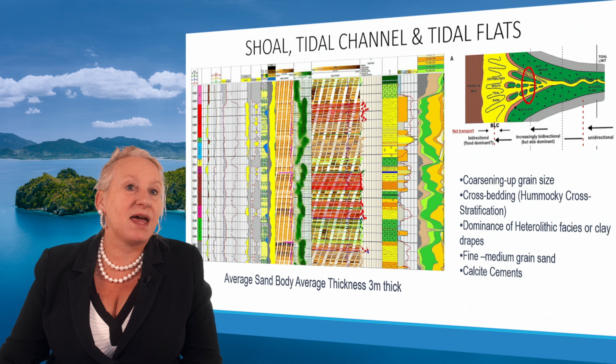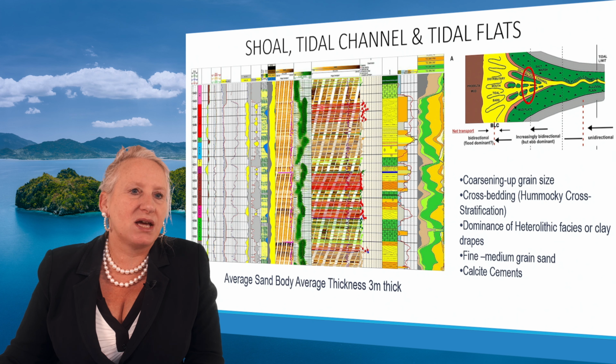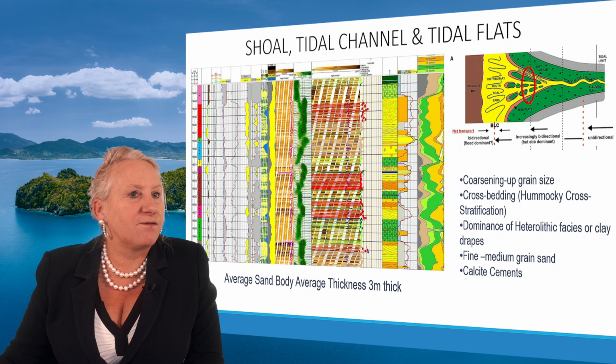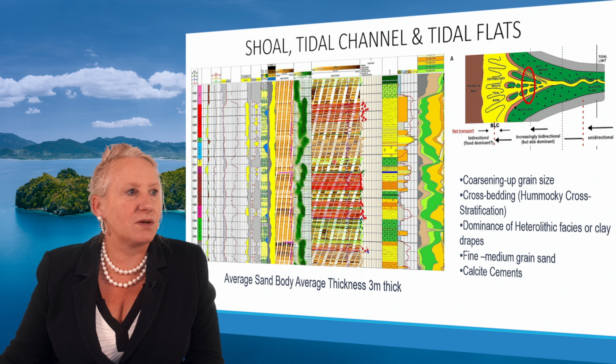We'll have a dominance of the heterolithic facies, so the interbedded sands and shales, and we have fine to medium grain sands. And again, we do see the cyclicity of the calcite cement. But the sand bodies are smaller now. They're about 3 meters thick, stacking on top of each other.